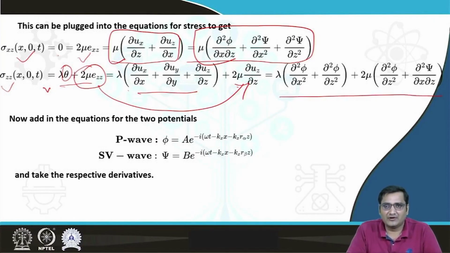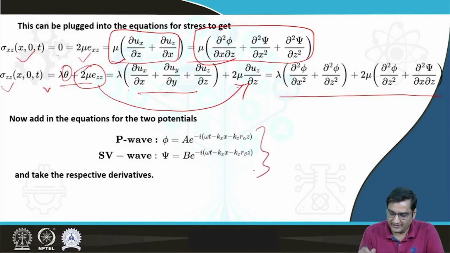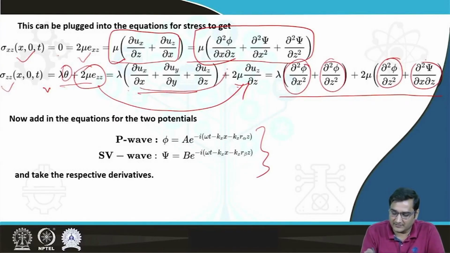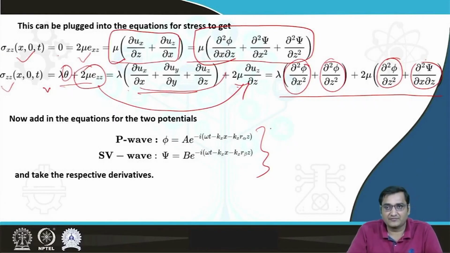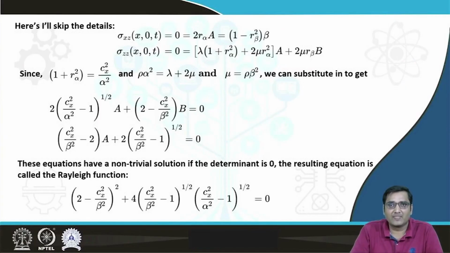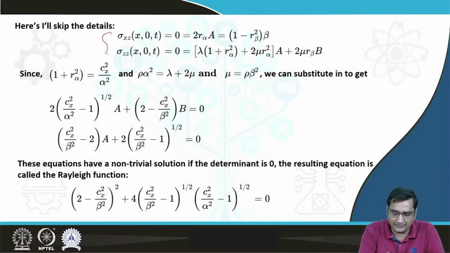Now you can add these into these equations and find the values of each of these terms, and likewise take the respective derivatives to get the other values. We are not going into the details of those derivations, but if you solve them, then you will get these two equations.